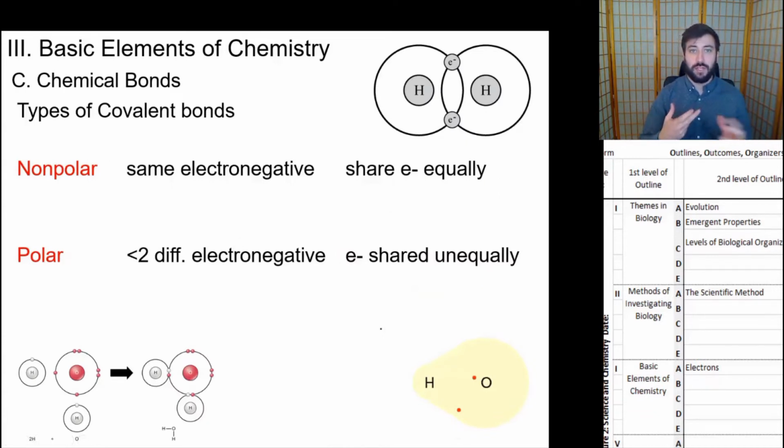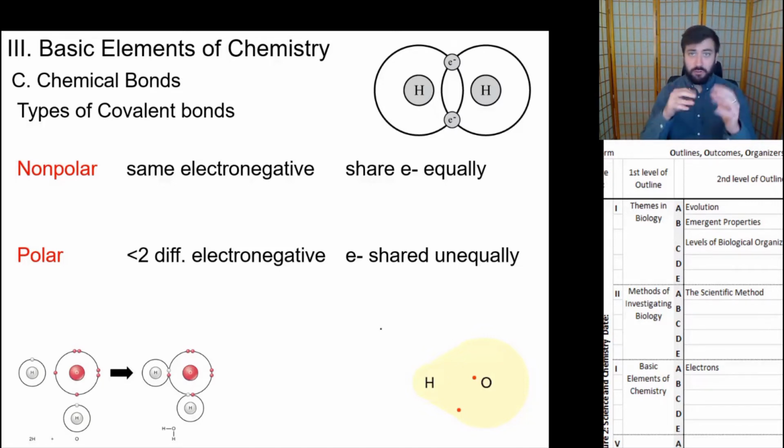How these valence electrons are shared can change the type of covalent bond it is. So if they have the same electronegativity between the two atoms, for example, in hydrogen gas, they're both hydrogen, so they have the same electronegativity. They share the electrons equally. Polar covalent bonds have a different electronegativity, but it's not so different. So they end up sharing the electrons unequally.